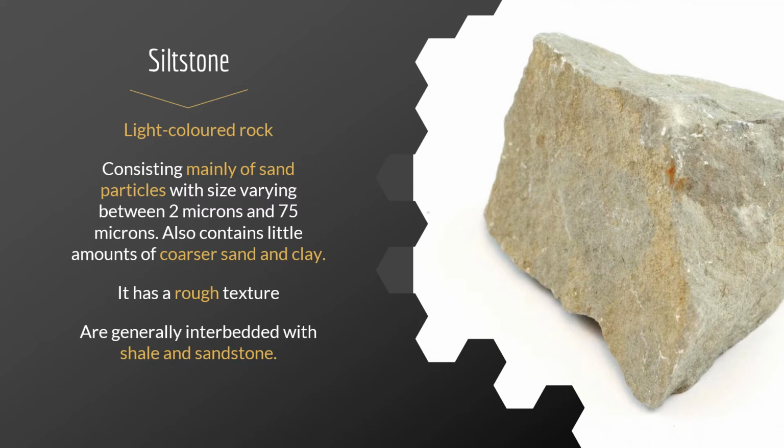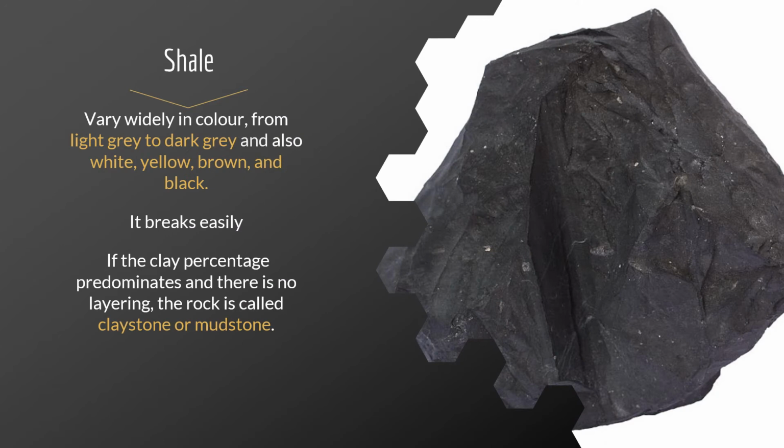Now we have another type of clastic sedimentary rock, which is shale. Shales vary widely in color from light gray to gray and also white, yellow, brown, and black. It is a soft sedimentary rock with thin layering or lamination along which it breaks easily. If the clay percentage predominates and there is no layering, the rock is called claystone or mudstone.